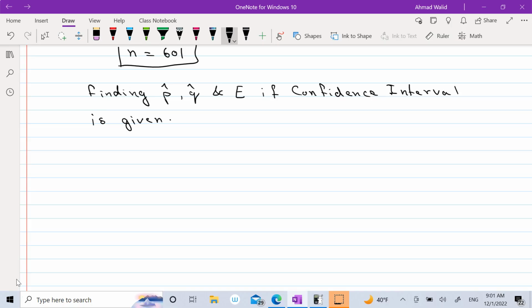We know our confidence interval is p, with p hat plus e on this side and p hat minus e on this side. If I give you this confidence interval, it means if you have a number on this side and a number on this side, you can find the value of p hat. You can even find the value of e, the margin of error. And of course, if you can find p hat, it's really easy to find q hat, the probability of failure, correct?